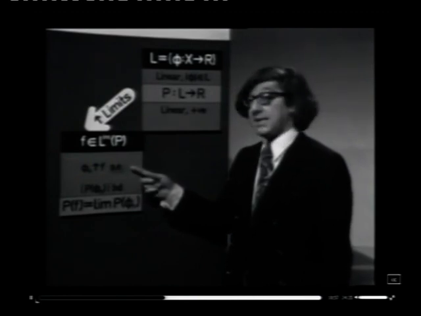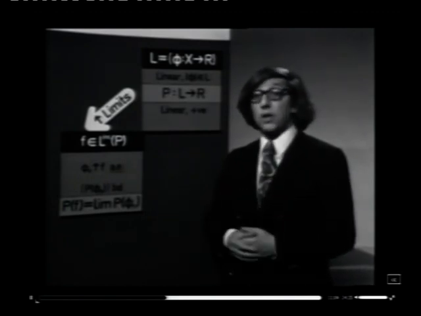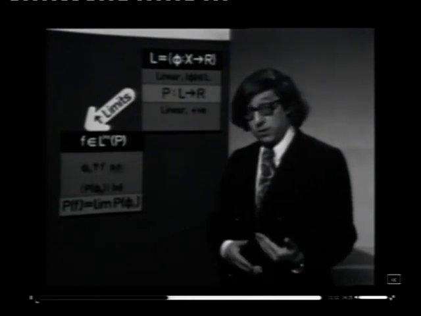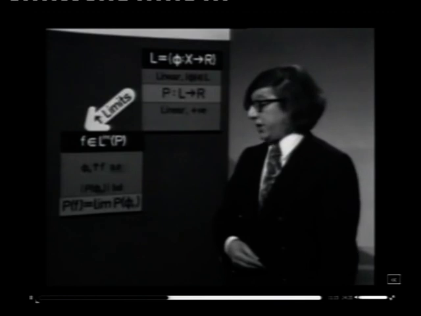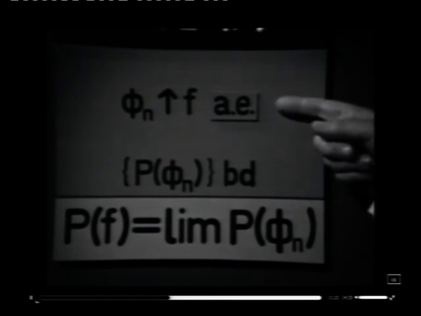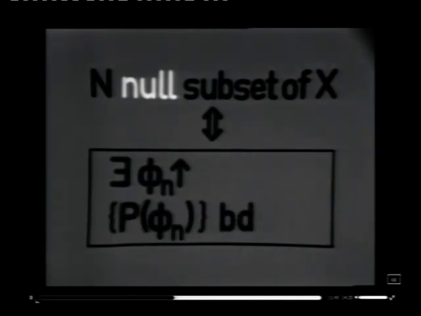But what is a null set of an arbitrary set? Well, in the case of the real line, we defined a null set in terms of intervals whose total length was as small as we liked. Well, we know that we don't have the concept of an interval for our arbitrary set X, so that won't do. Well, what we do is we're going to use a definition of null set which guarantees that this works. We're going to define a null set of X to be precisely the set of points of X for which such an increasing sequence fails to converge. We say that a set N is a null subset of X if, and only if, there's an increasing sequence of elementary functions with bounded elementary integrals such that the sequence diverges on the points of N.